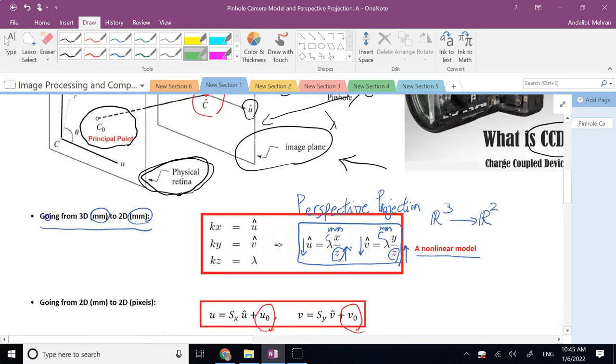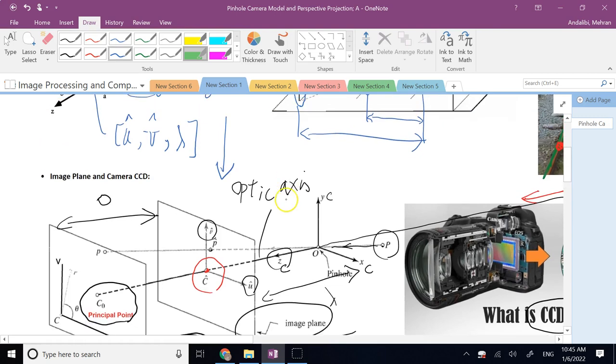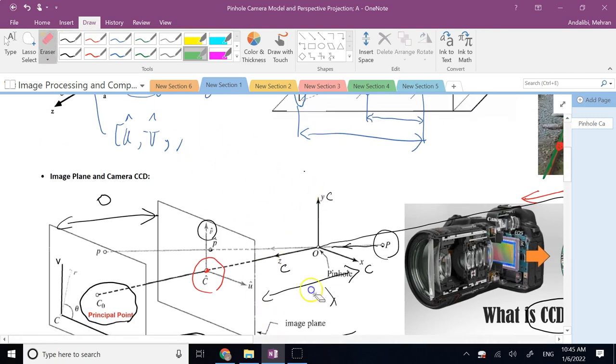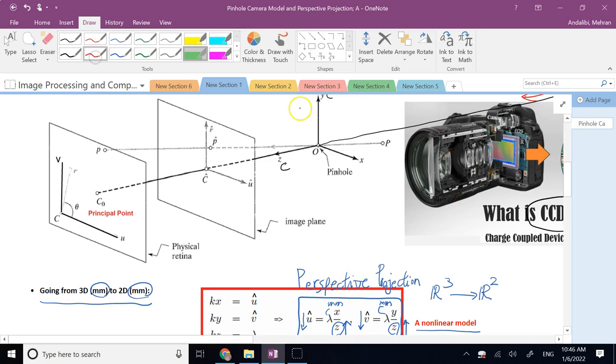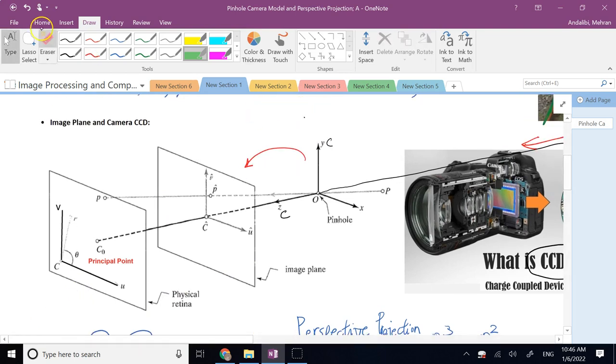Good. Now, let's talk about the second part. So far we have gone from where to where. So far we have come from the real world to the image plane. Now the question is, how do you go from the image plane to the retina? What's the difference when you go from here to here? One thing I told you is the center point, C hat, and the physical retina is not necessarily centered anymore. So the first thing you need to do to the u hat and v hat that you have is add the offsets, the horizontal offset and the vertical offset.